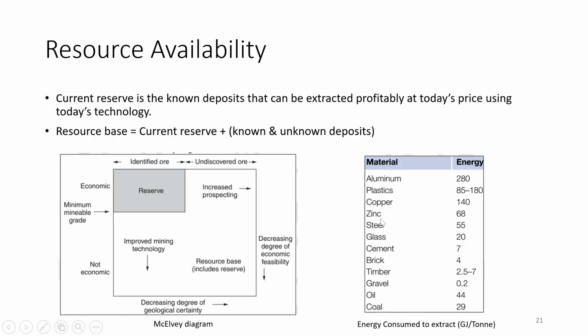Other metals are made using only melting, compared to electrochemical reactions in the case of aluminum and copper. Zinc and steel use melt-based processes, so they require only 68 and 55 gigajoules per ton of steel and zinc. Then we have glass, cement, brick, timber, gravel, oil and coal also listed here.